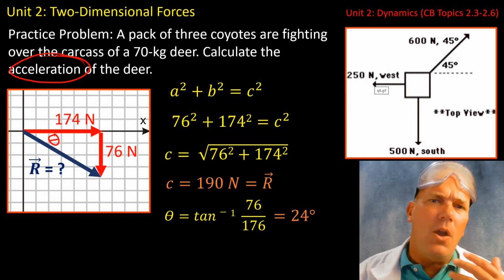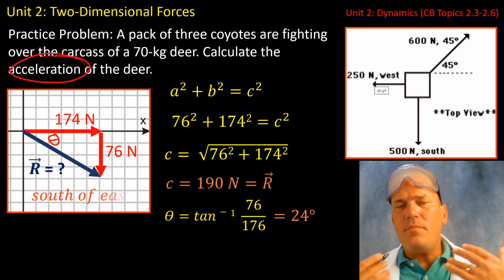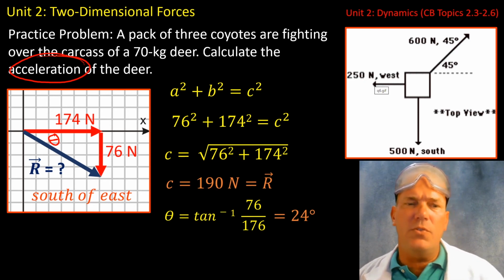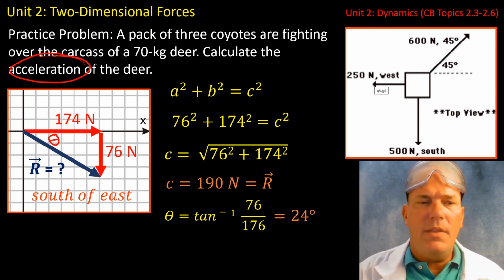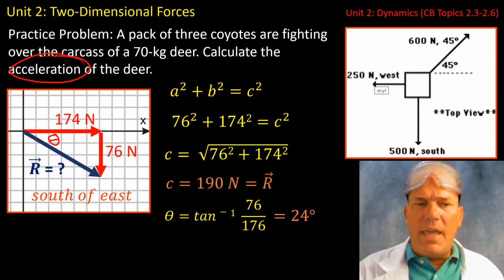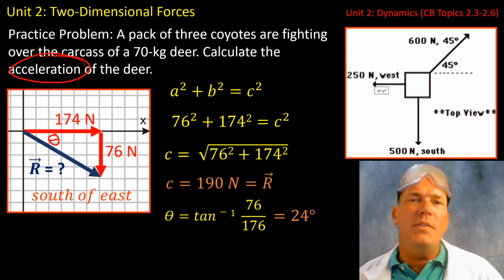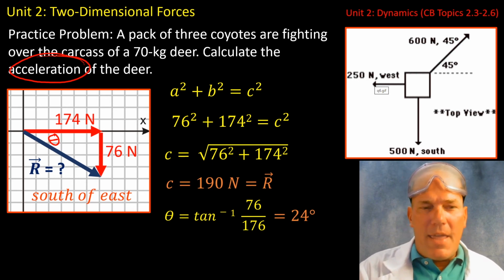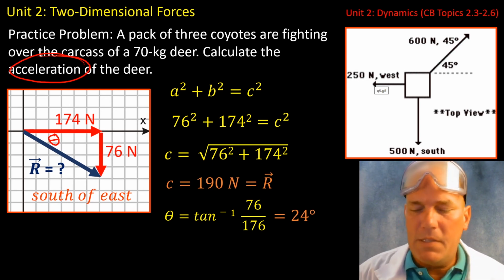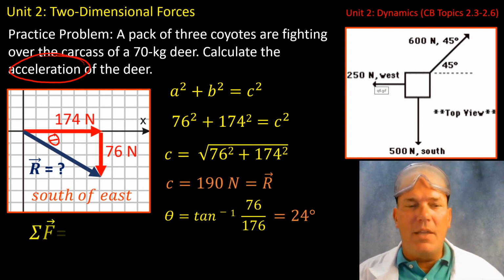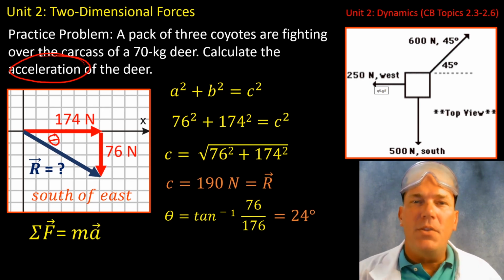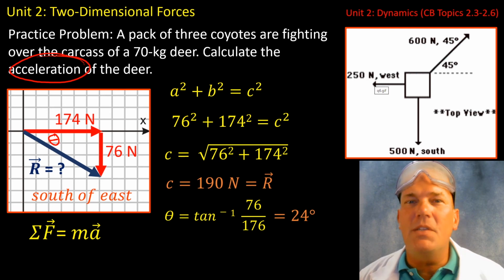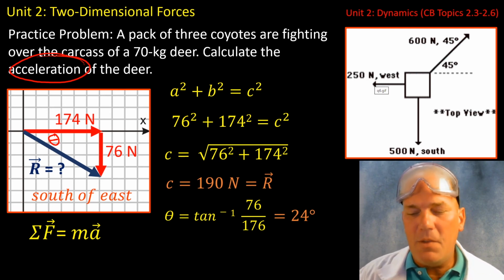Let's use our cardinal directions here. South of east for the angle theta indicated on your screen. If you were using the other complementary angle here, you would describe this as being east of south. But at this theta of 24, we get south of east. And so now we can use Newton's second law, and we can sum the forces and solve for the acceleration.